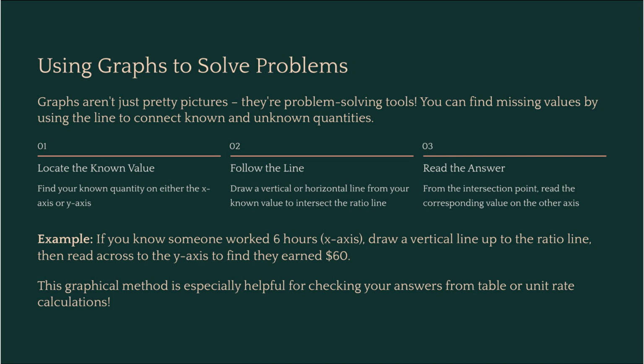You can also use these graphs to solve problems without doing a calculation. Imagine you want to know how much money is earned after 6 hours. You simply find 6 on the x-axis, move straight up to the line, and then move horizontally over to the y-axis. The number you land on is the amount earned. Graphs provide a visual way to check answers and quickly estimate unknown values.